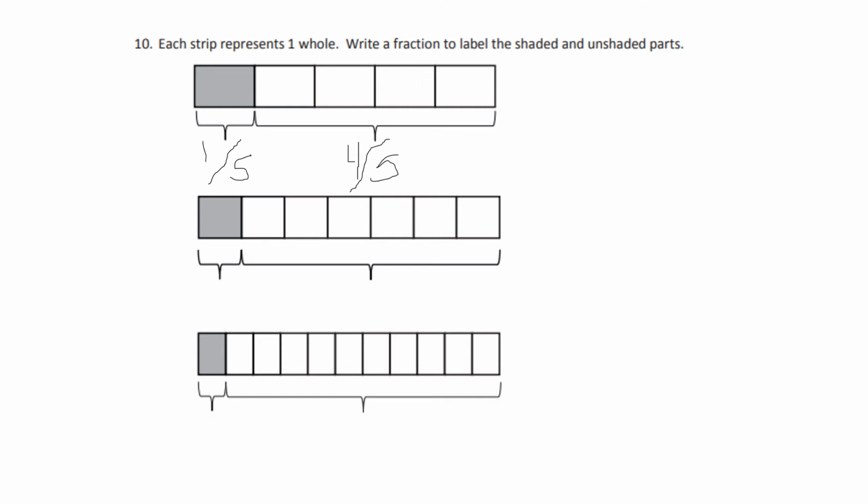Next one, also kind of easy for us that we've done before. It says each strip represents one whole. Write a fraction to label the shaded and unshaded parts. As you see, I did the first one for you. So I counted first. There are 5 pieces. If you don't believe me, let's check. 1, 2, 3, 4, 5. And 1 is shaded, so I wrote 1/5. And 4 are not, which is 4/5. So I'm going to give you some time to go over those other 2.